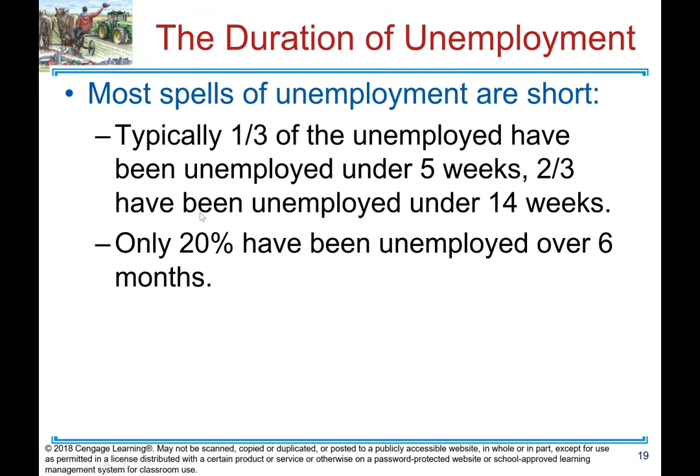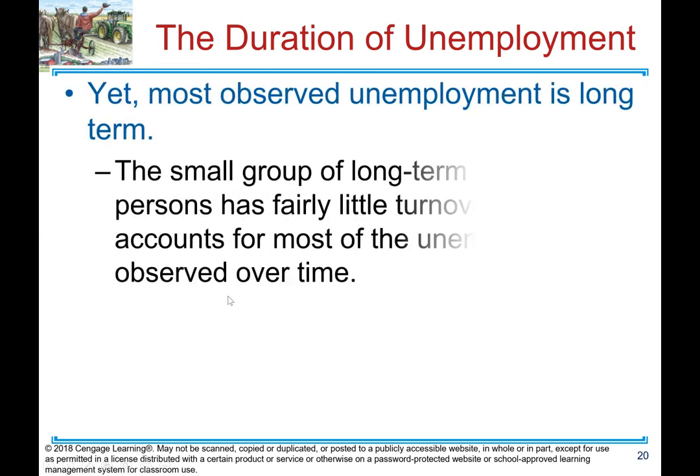Duration of unemployment. Most spells of unemployment are short. Typically, one third of the unemployed have been unemployed under 5 weeks. Two-thirds have been unemployed under 14 weeks. Only 20% have been unemployed over 6 months.